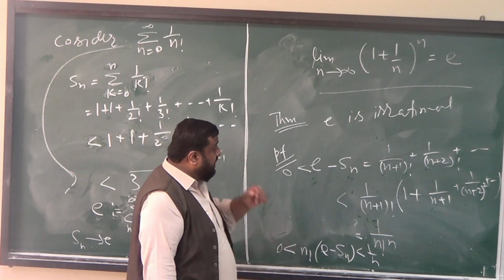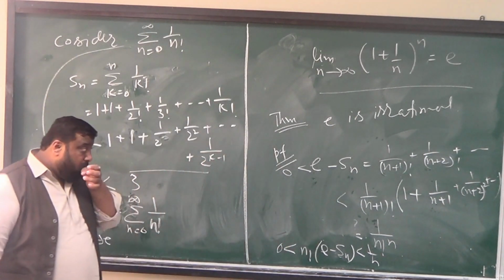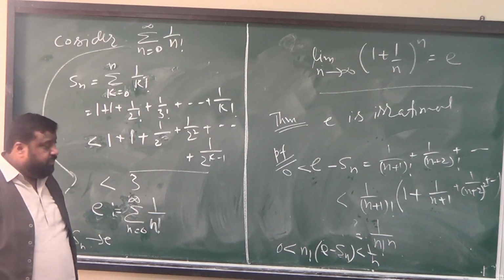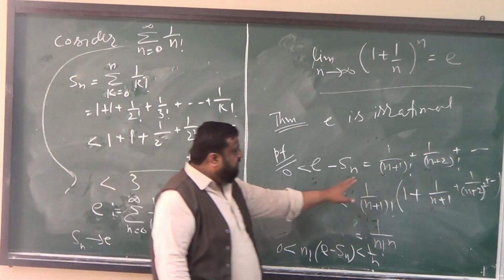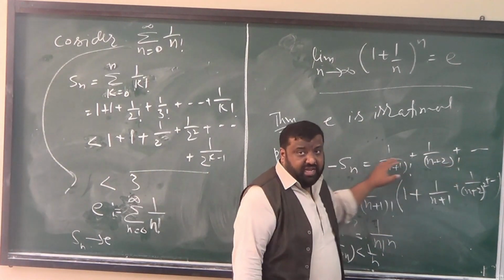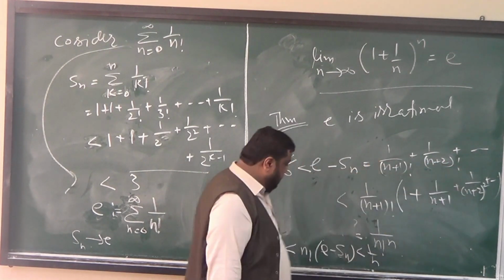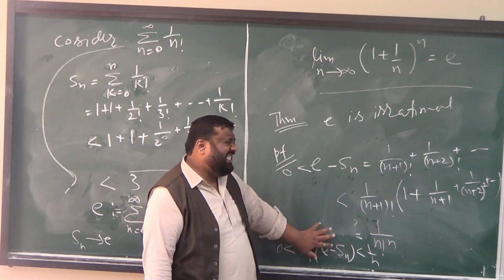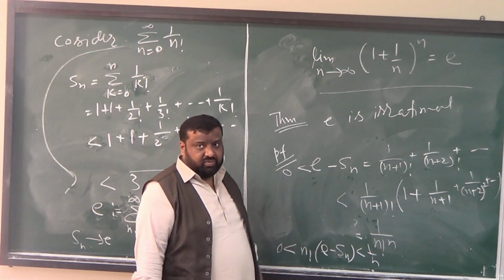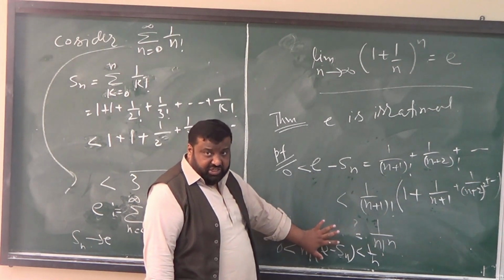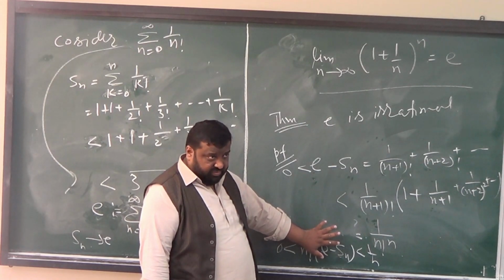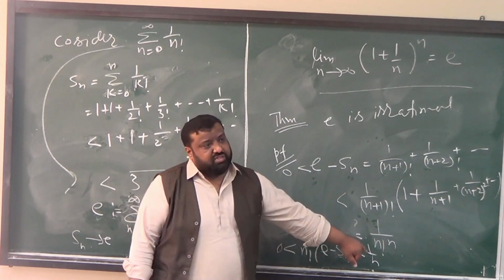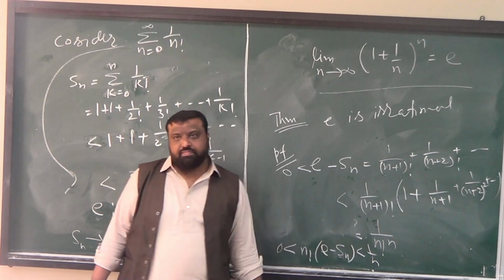What do you think is going to happen? My claim is that if you multiply n factorial with this, you're going to remain with a rational number. Not just a rational number, but exactly an integer actually. So if this is an integer, can you have an integer between 0 and 1 over n? No, sir.